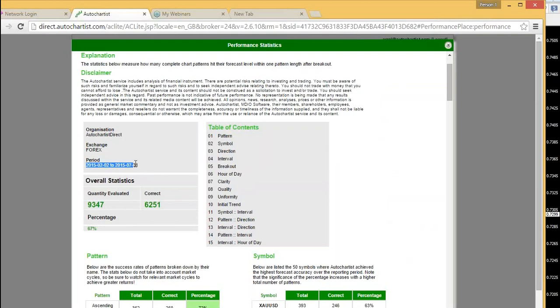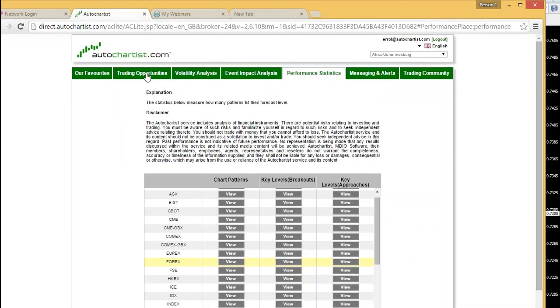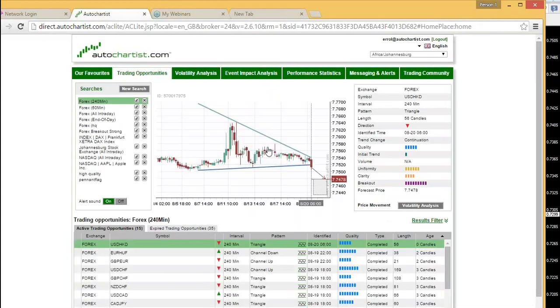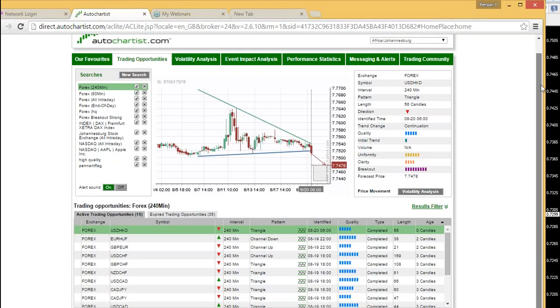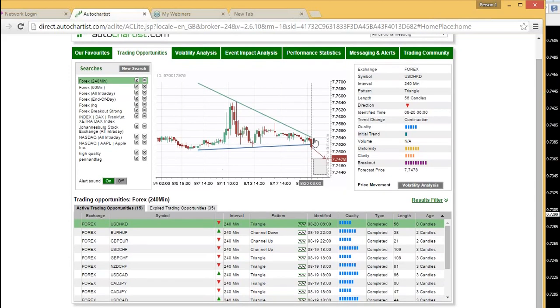And you can see here the period. What we do is we measure the success rate of the last 6 months or so of all our trading opportunities. So all the trading opportunities that you see on this tab over here, we measure the success rate of them and we put them in the performance stats. Before we get into the actual performance statistics themselves, I have to show you what exactly we do measure and what exactly we do not measure with regards to the stats.